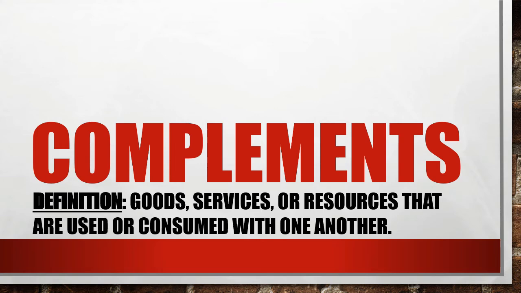Here, though, we have complements. Complements are kind of the opposite of this. Complements, the definition here is they are goods, services, or resources that are used or consumed with one another. Not instead of, but with one another. Examples, you can think of peanut butter and jelly, chips and guacamole, chicken wings and ranch dressing, smartphones and apps, boats and water skis, etc., right? These are things that are used with one another.